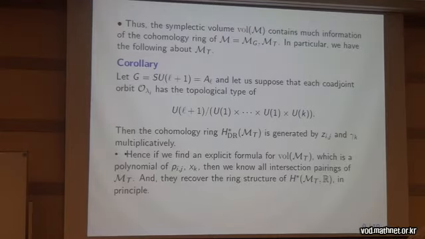Let G be SU(L+1) of type A_L, and here is the assumption: suppose that each coadjoint orbit lambda_j has the topological type of a homogeneous space, namely U(L+1) over a product of several U(1) factors and other factors.